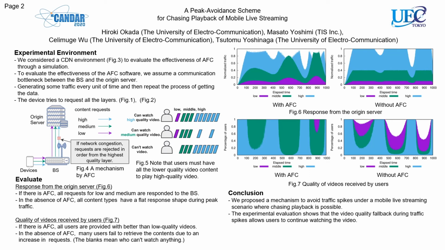Summary: we propose a scheme to avoid traffic spikes under a mobile live streaming scenario where chasing playback is possible. We also showed experimentally that users could continue to watch the video by lowering the video quality during traffic spikes.